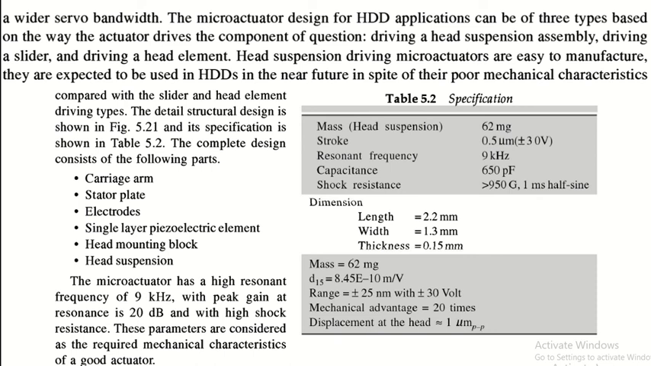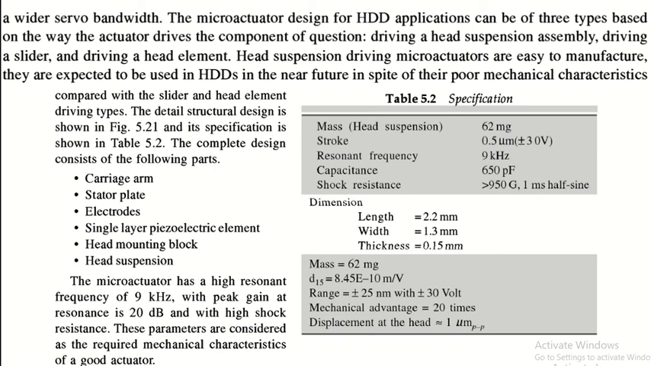The complete design, which I'll show in the next figure, consists of a carriage arm, stator plate, electrodes, single layer piezoelectric element, head mounting block, and head suspension. The micro actuator has a high resonant frequency of 9 kHz, with peak gain at resonance of 20 decibel, and with high shock resistance. These parameters are considered the required mechanical characteristics of a good actuator.